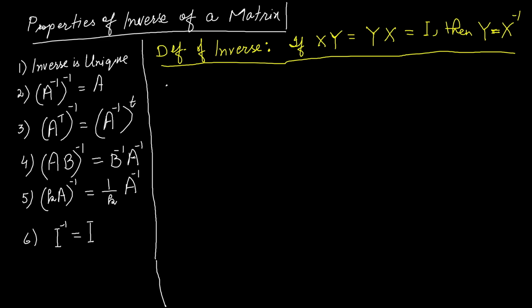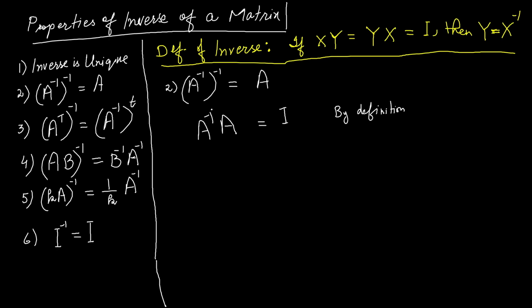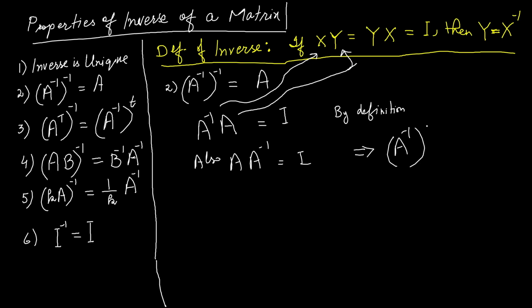Second property, inverse of inverse of A is equal to A. Since A inverse into A is equal to the identity matrix, also A into A inverse is equal to the identity matrix. From the definition of the inverse, inverse of A inverse is equal to A.